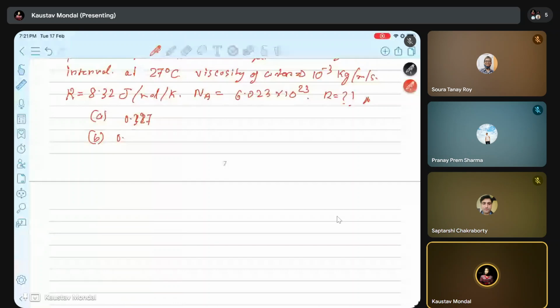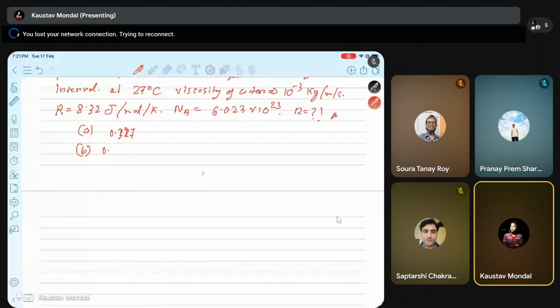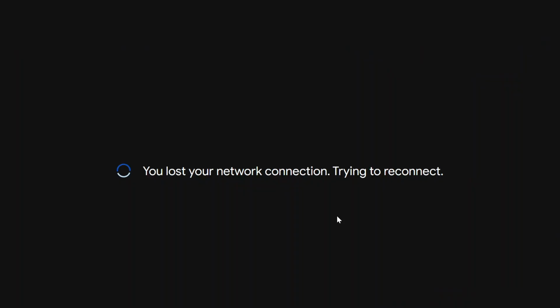218. Option C is 0.055 and option D is 0.109. Okay, so similarly, the same relation, this one you have to use.